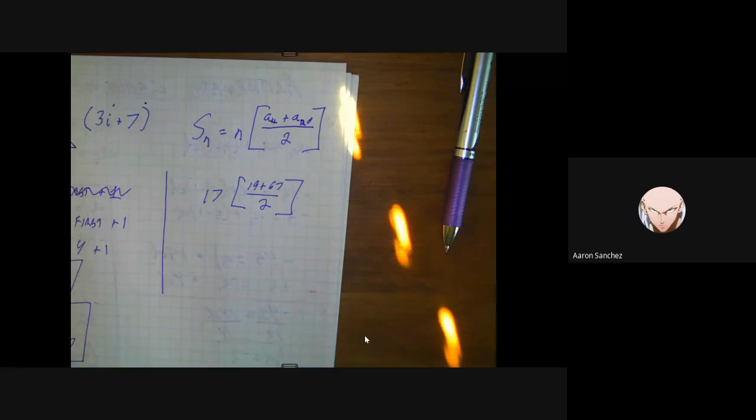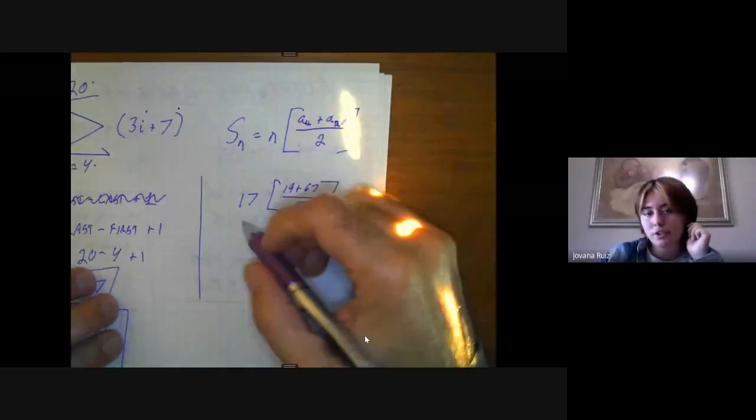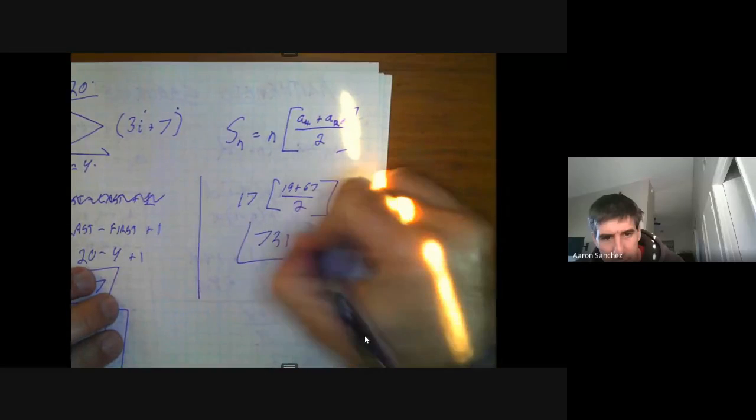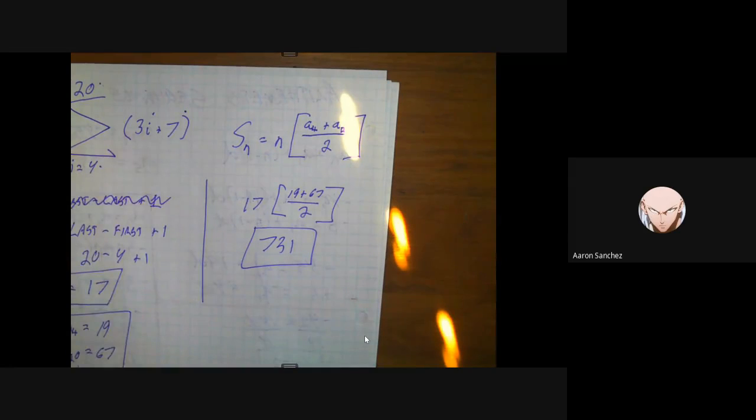I don't know if this review is helpful for you guys. All right, what do you get? Giovanna, what'd you get? I got 731. So that would be the 4th, plug 4 in, then plug 5 in, then plug 6 in, all the way up to 20, you should get 731. Are there any questions on how I got that? Because I have 2 more problems I want to do with you guys. Hang in there.